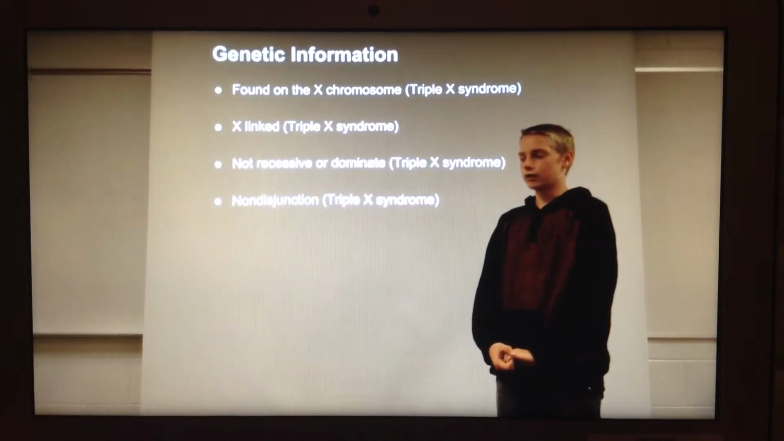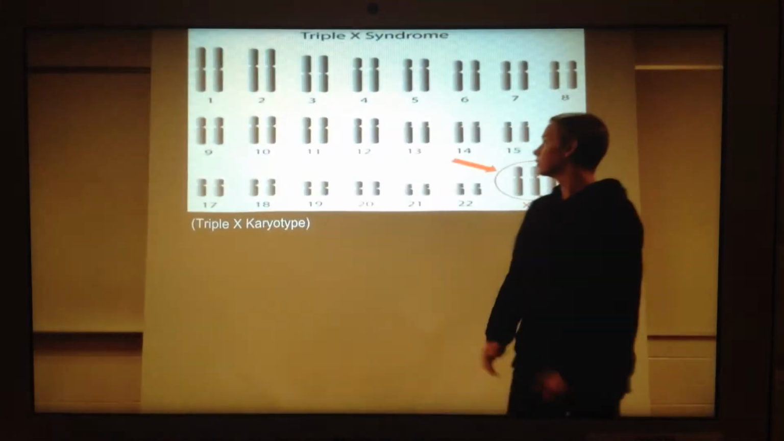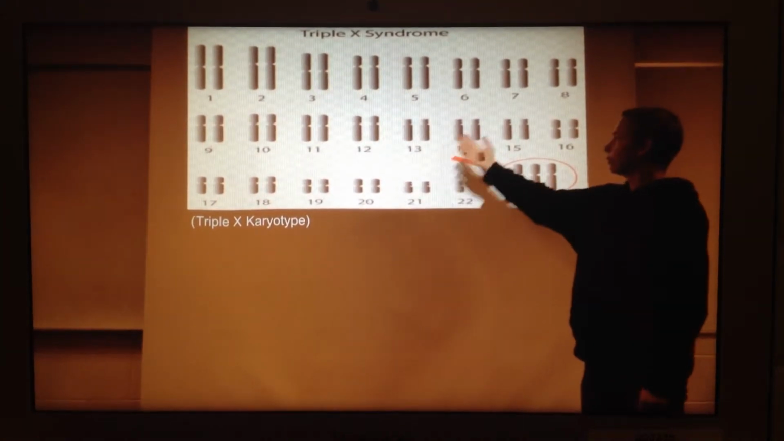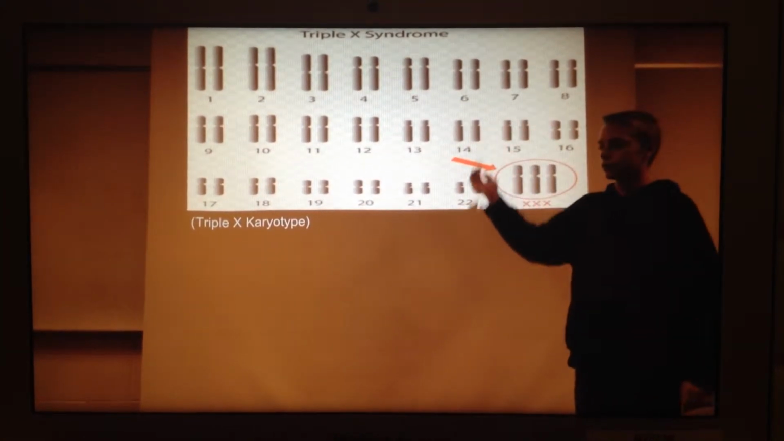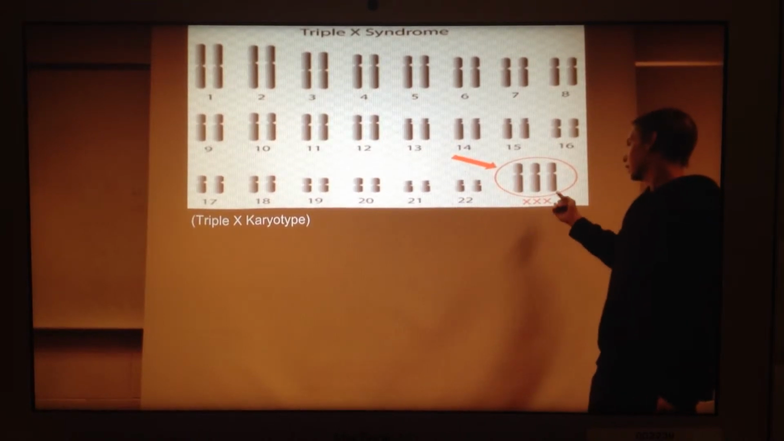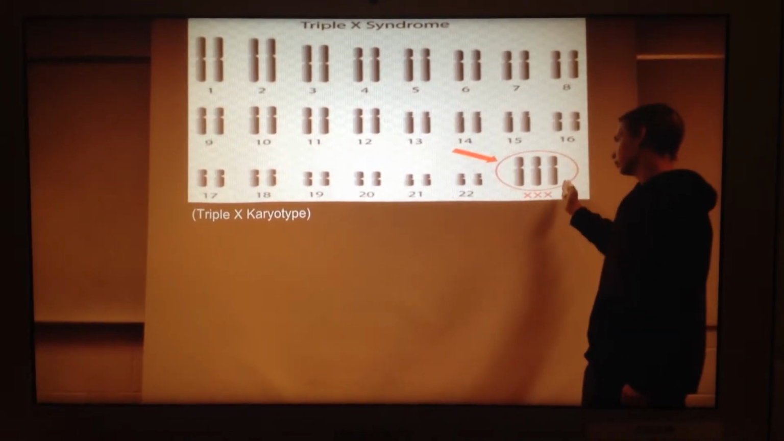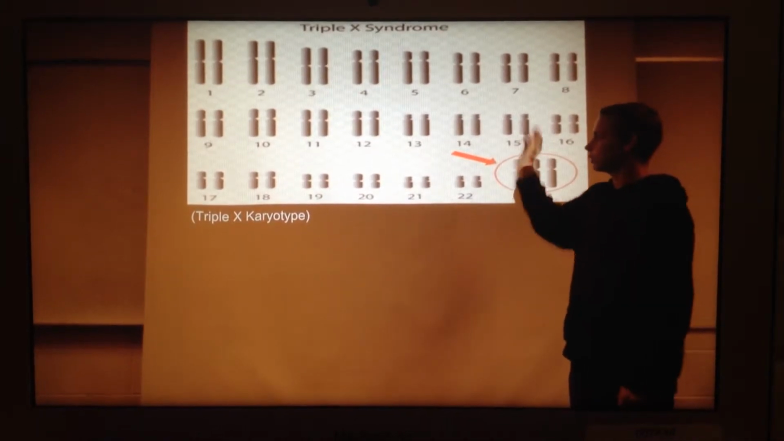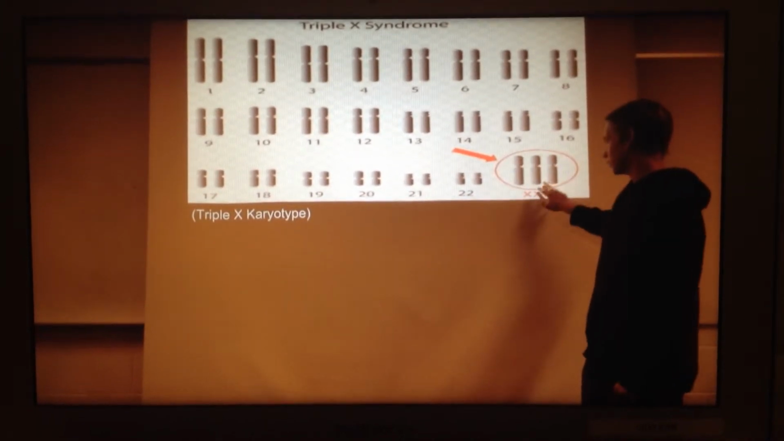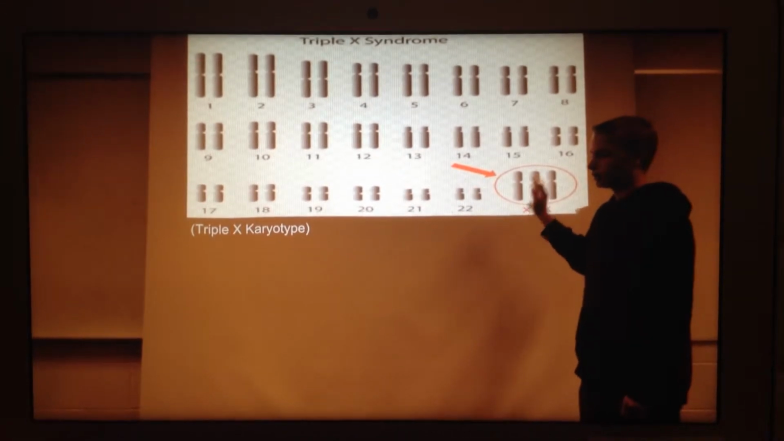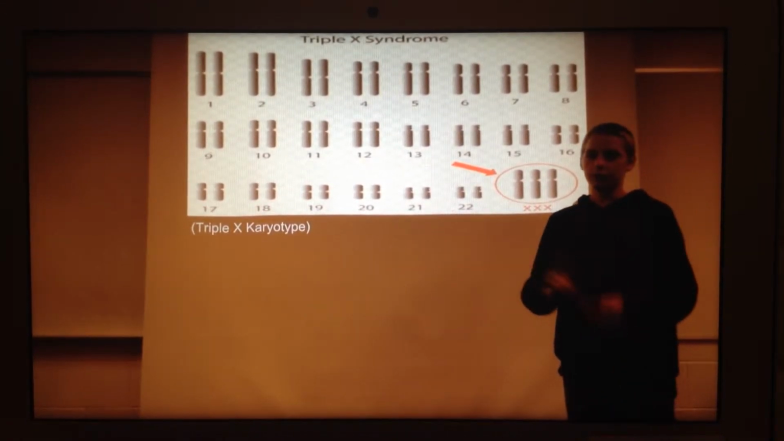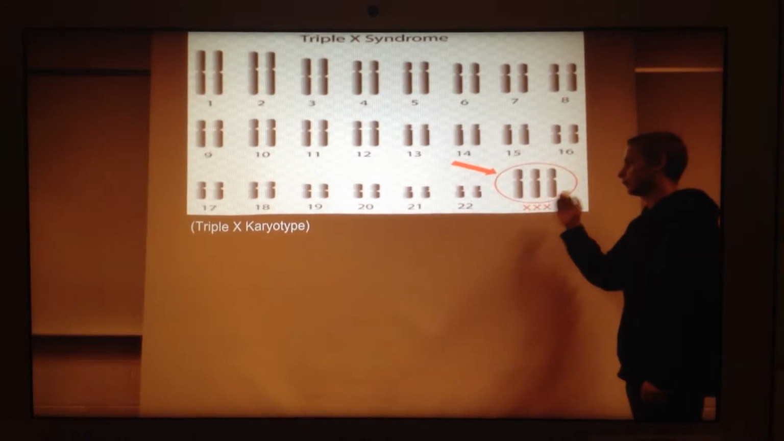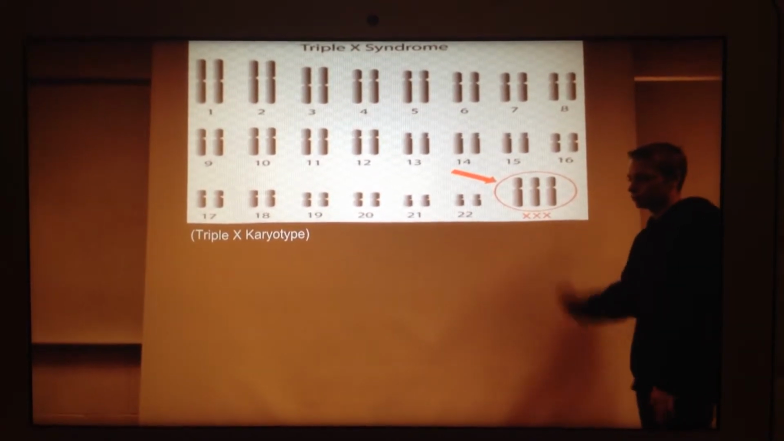And it's also non-disjunction. So as you look at this, this is an example of the triple X syndrome. When you go through all of it, you're supposed to have 26 chromosomes, but because of this extra one right here, you have 27. And then when you go through all of it, it goes pair, pair, pair. You get to the very last one, there's 3. You're supposed to only have 2 because that's a pair. It's a pair of 2, not a pair of 3. So this is what your chromosomes would look like if you had an extra X chromosome.